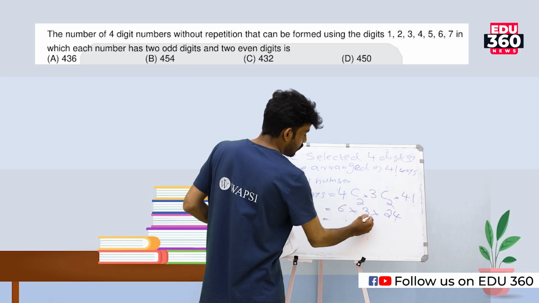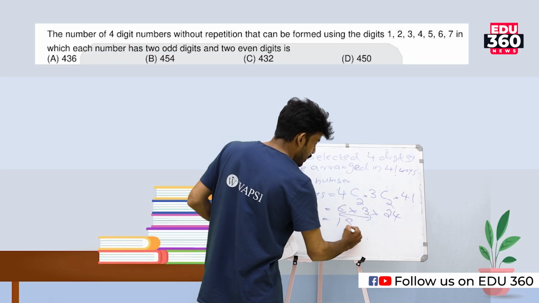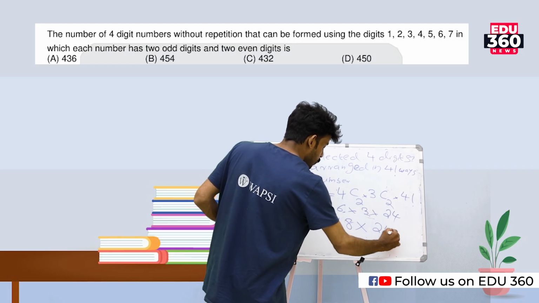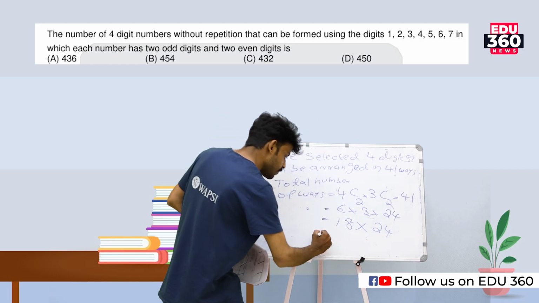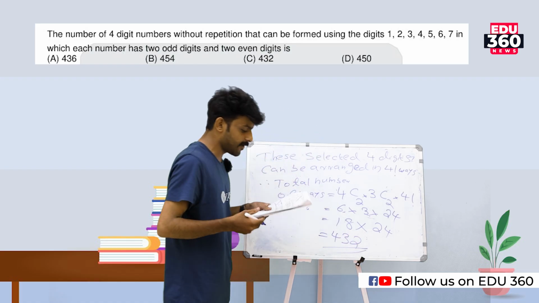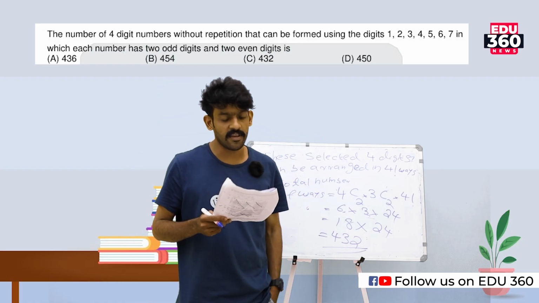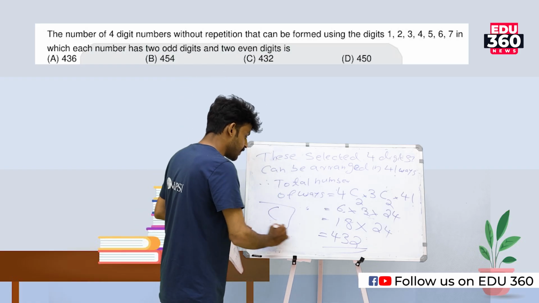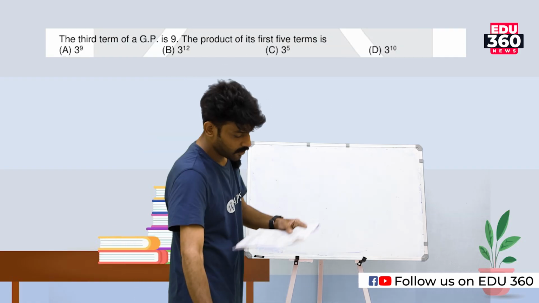So 6 into 3 is 18, and then we write 18 into 24. The final answer is 432. 432 is the correct answer, so for this question option C is the correct answer.